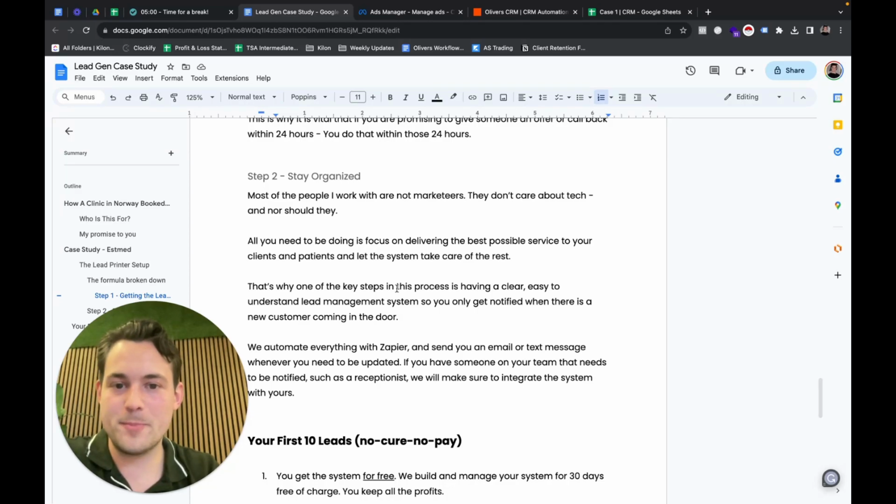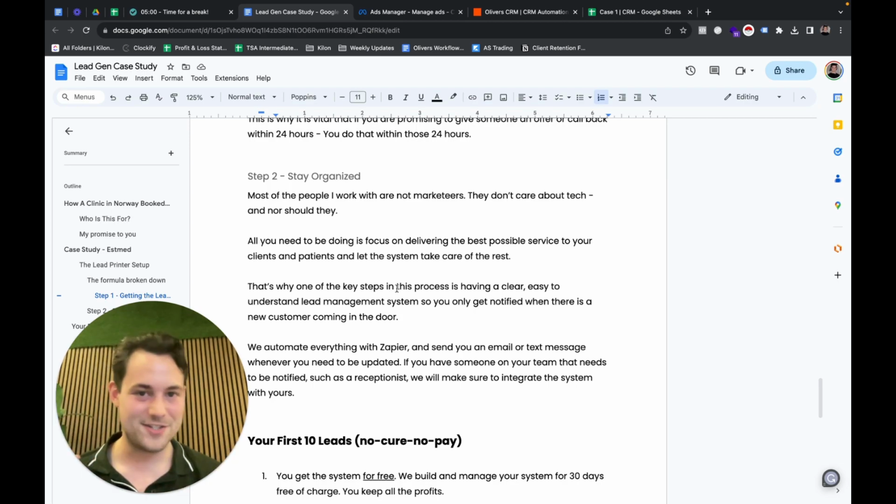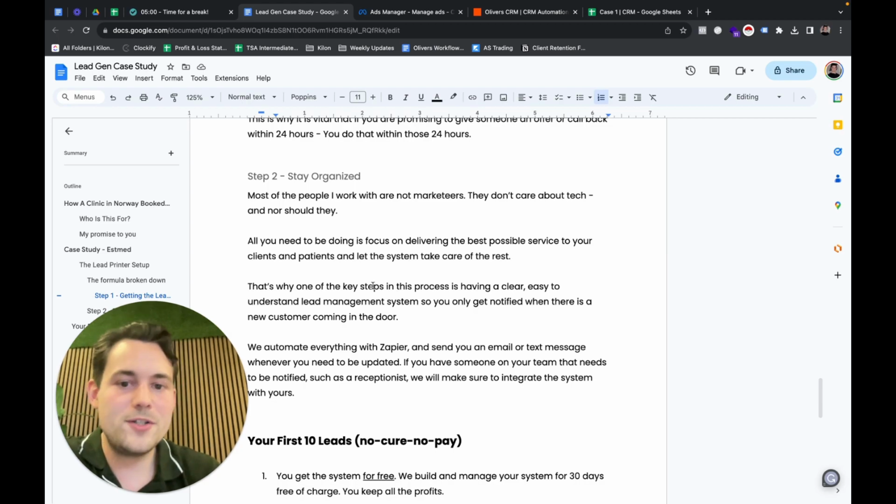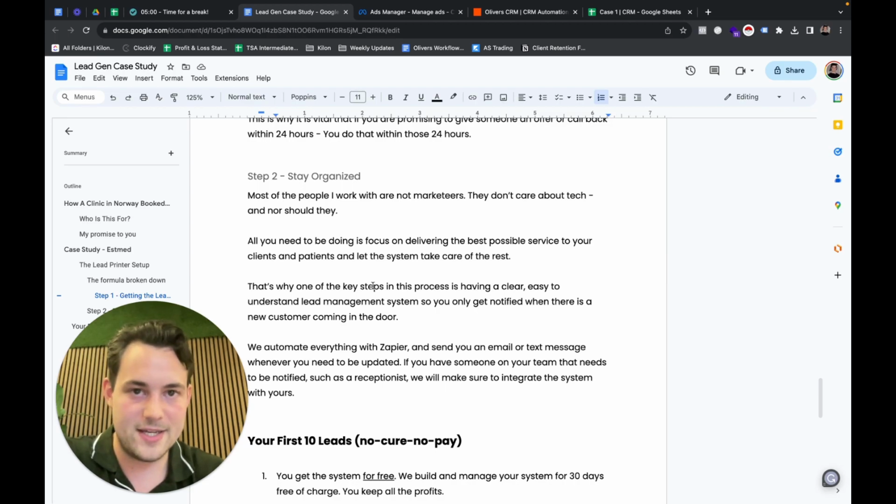So most of the people I work with, they're not marketeers. They don't really care about tech. They don't care about all of this backend stuff. They just want the leads to come in the door, right? So all you need to be doing is focus on delivering the best possible service to your clients and patients and let the system take care of the rest. That's the goal of this.